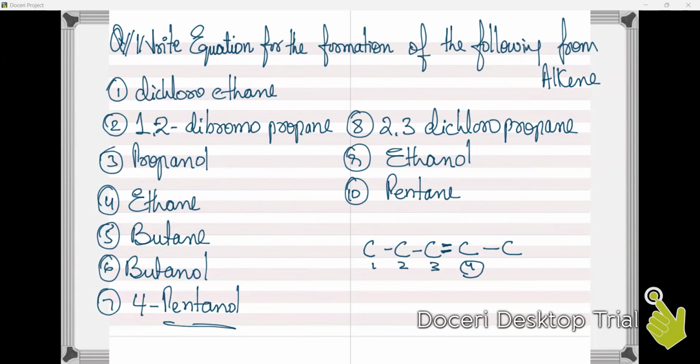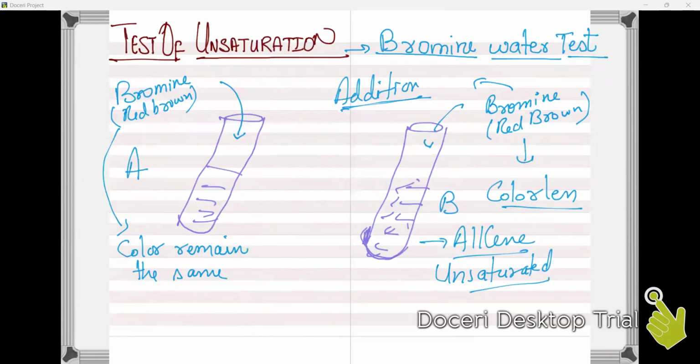These are again practice questions, and that is to put the things on your hand in terms of writing the names. You can always write the names, draw the structures, and then you can check it yourself as well. There is a test which is called the test of unsaturation. Now, what does this test mean?